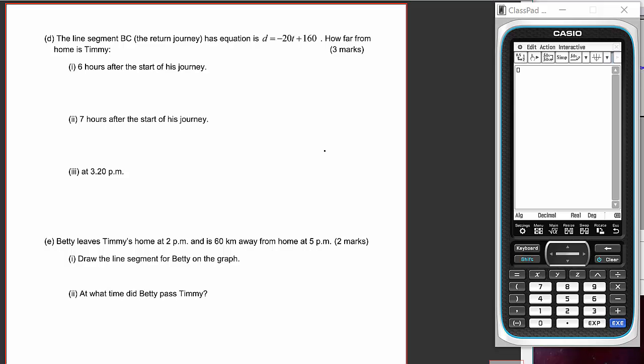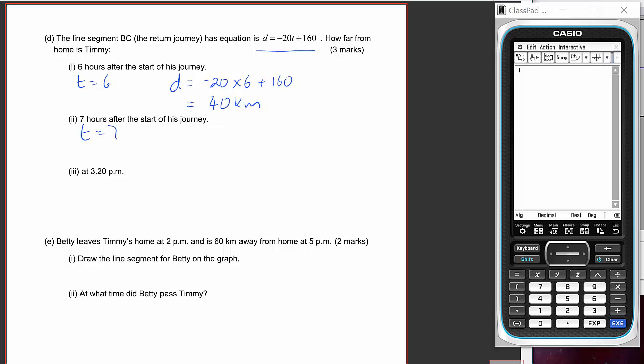So what's the next question here? The line segment BC, the return journey, has an equation which we're given just here. How far from home is Timmy 6 hours after the start of his journey? So that just must be when t is equal to 6. So D is going to be negative 20 times 6 plus 160. So that's negative 120 plus 160. Don't forget you've got a calculator if you need it. And that gives me 40 kilometers.